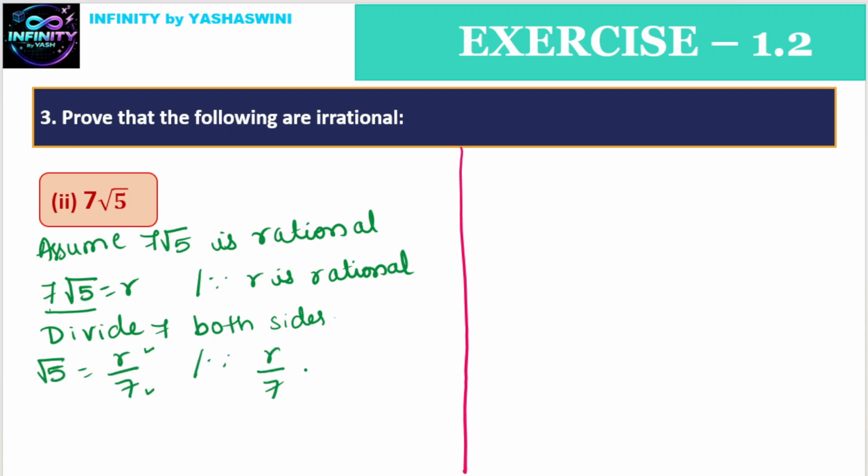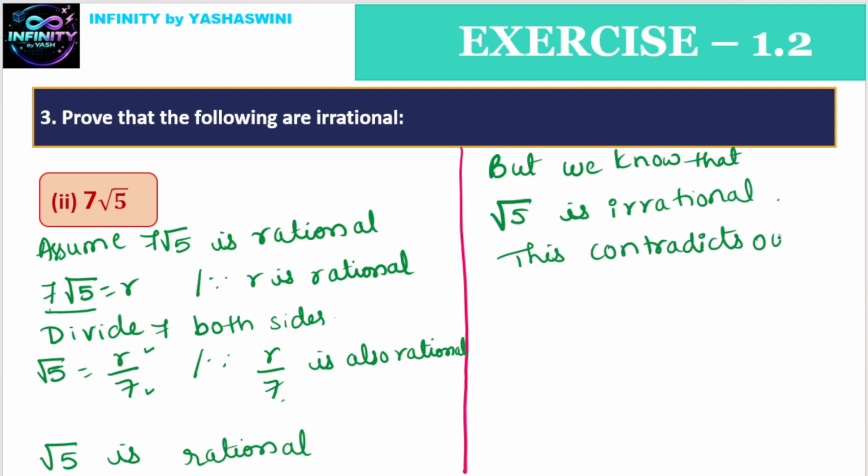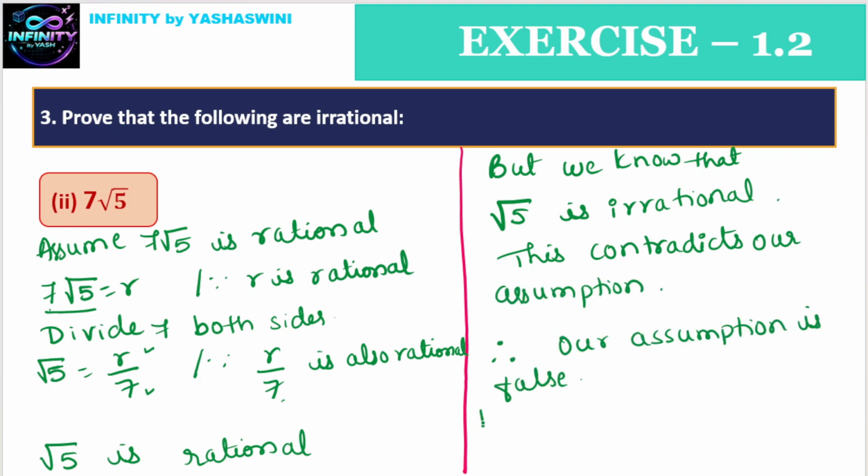r upon 7 is also rational because it is in the form of p by q, where the denominator is not equal to 0. If r upon 7 is rational, then root 5 is rational. But we know that root 5 is irrational. This contradicts our assumption. Therefore, our assumption is false. Hence, 7 root 5 is irrational.